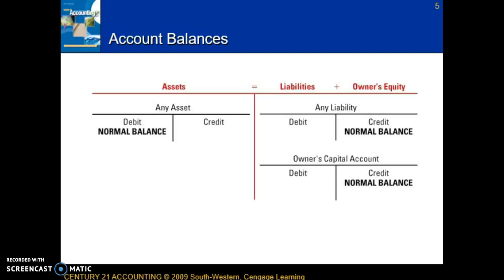Now liabilities and owner's capital account, both of those have a normal credit balance side, so they are increased with a credit. So if an owner were to invest $1,000 into a business, the owner's capital account would receive a credit because that's the normal balance side where it will be increasing from them.